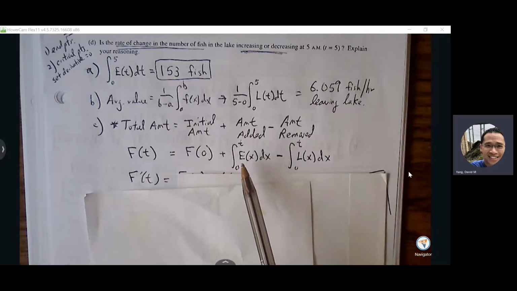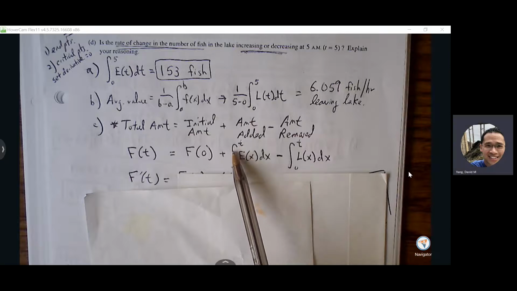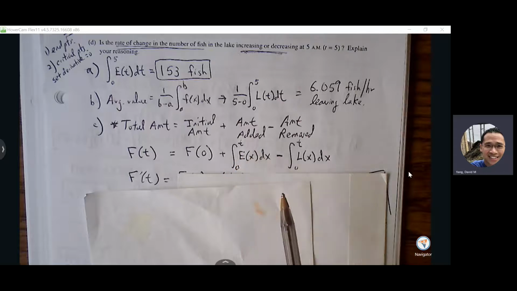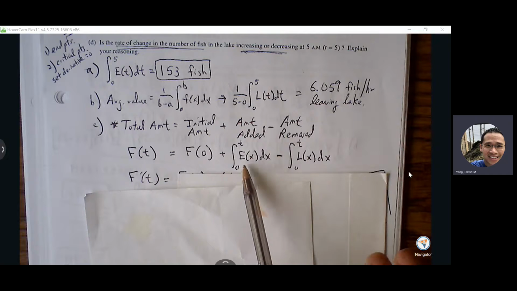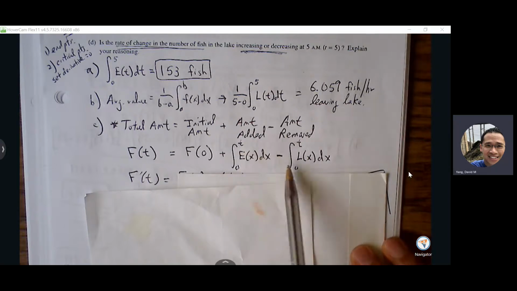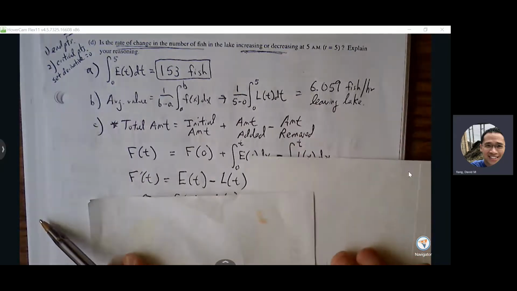But what's the derivative of the antiderivative of E of x? What's going to happen here? Yeah, it'll cancel each other out, right? The derivative of an integral brings it back down. Right now this expression is sitting one level above E of t. If I find a derivative, I can bring it back down. So this becomes E of t, and the derivative of this antiderivative will bring this down to L of t. So there's my derivative, E of t minus L of t.